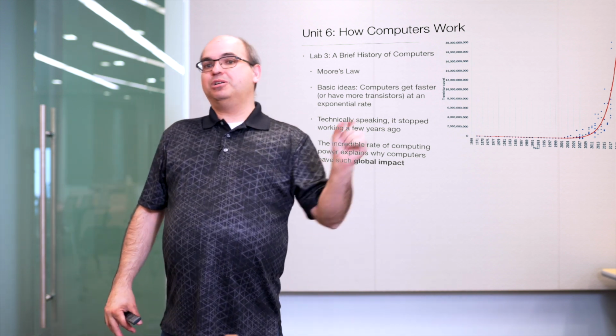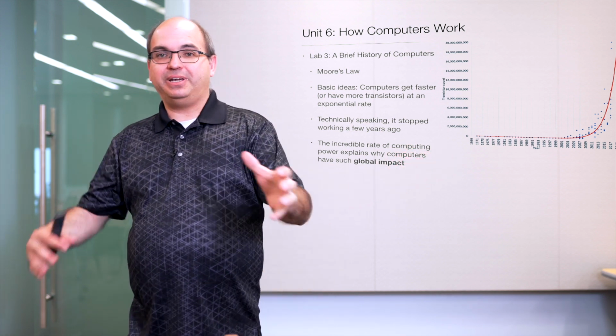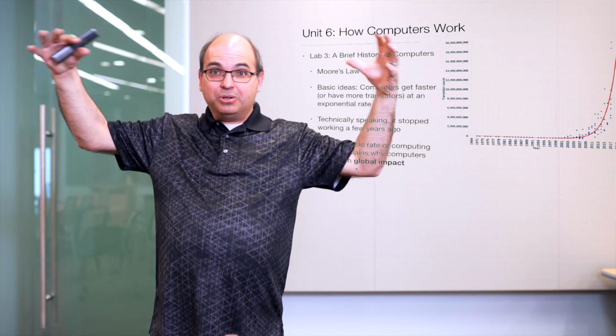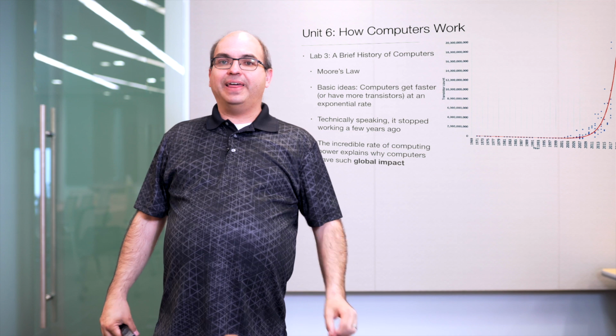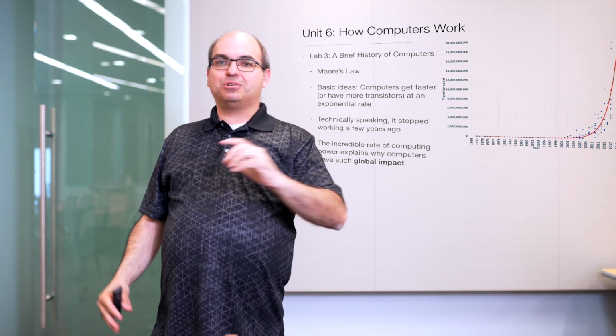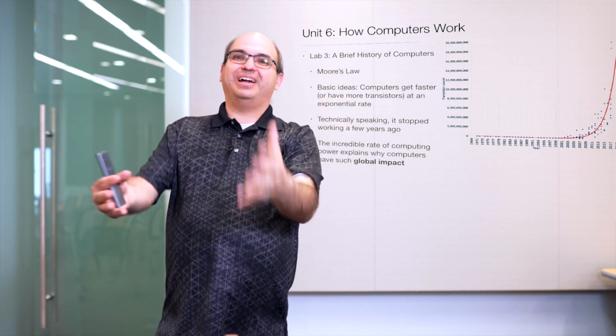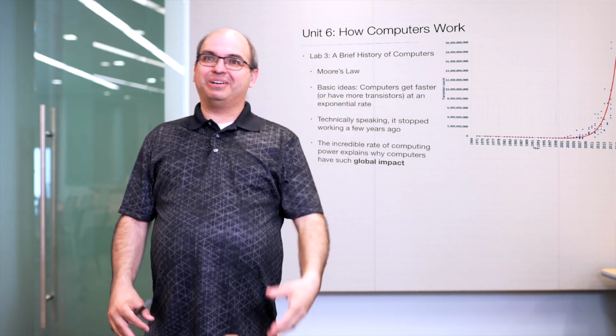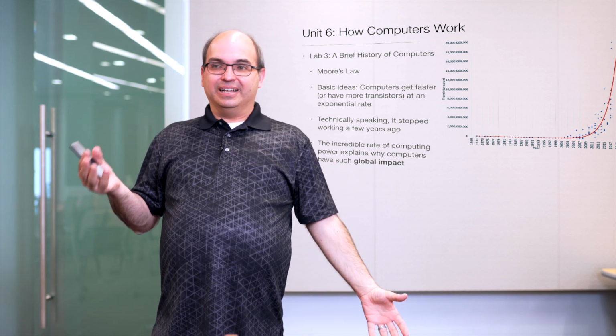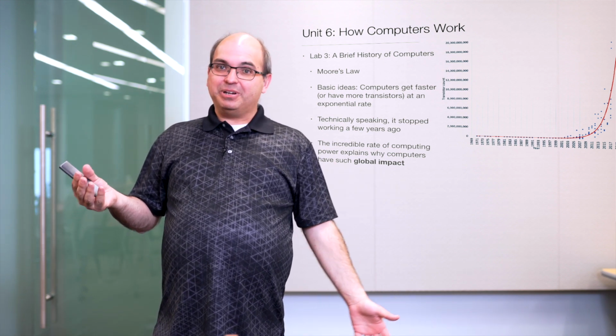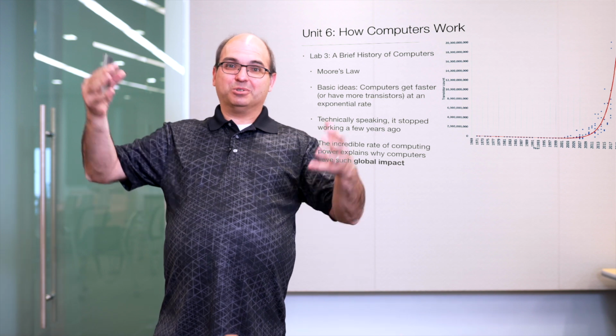Computers are getting exponentially more powerful, whether that's because of speed or because I just have more computers in a chip. And that's actually one of the reasons that computers have such global impact. Because things that I could have imagined 10 years ago, I couldn't actually do. I didn't have the computer power to do. I could have just dreamed about, right? And today, that can actually be happening on my phone, because of Moore's law.